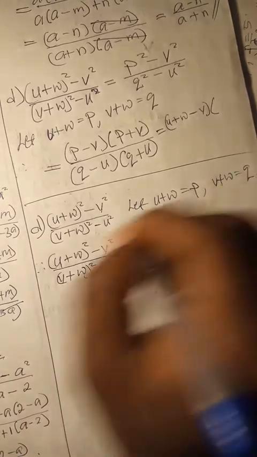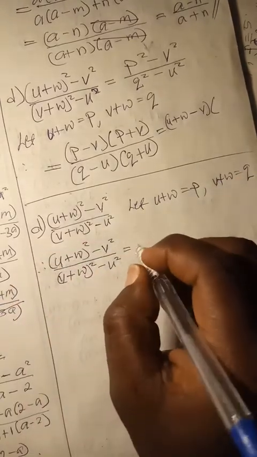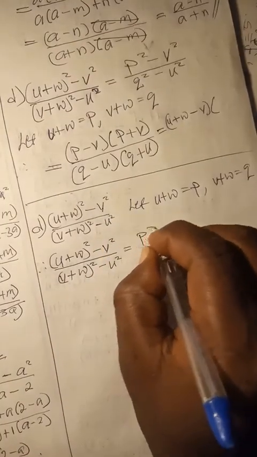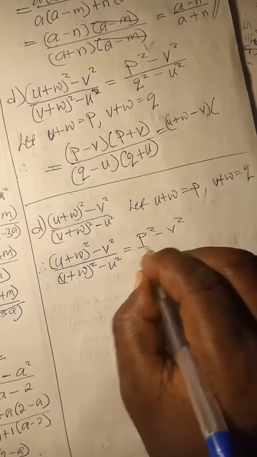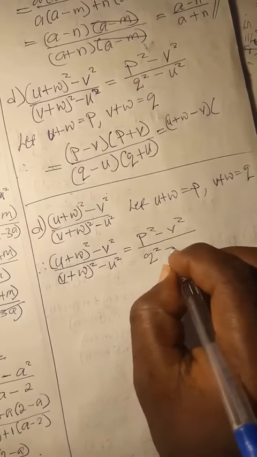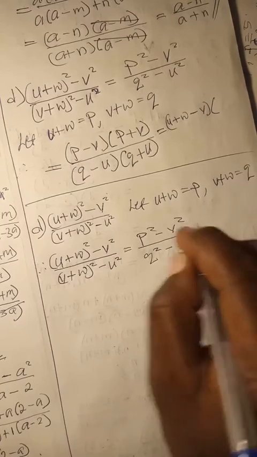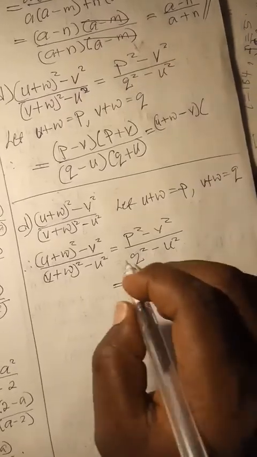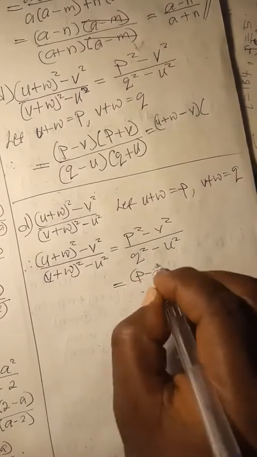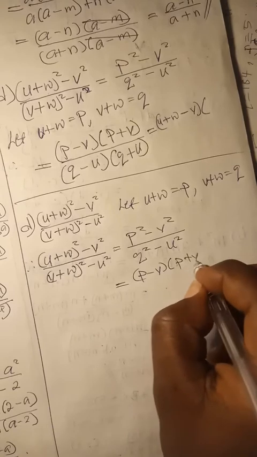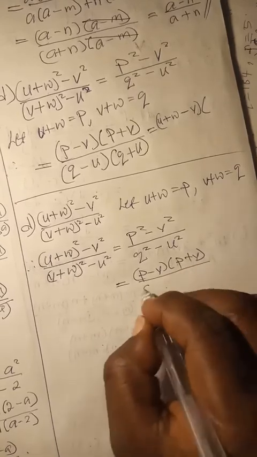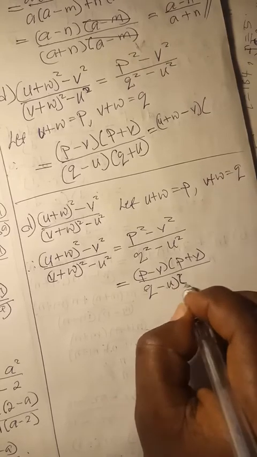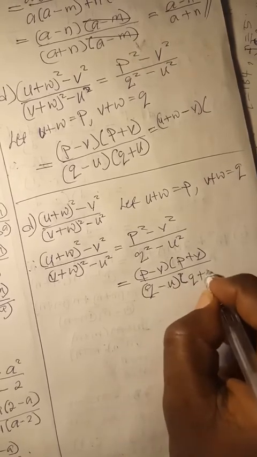So I can plug these things back into the expression. I'm going to have P squared minus V squared over Q squared minus U squared. Then I can apply my difference of two squares straightforwardly from here. So I'm going to have P minus V, bracket, P plus V, over Q minus U, bracket, Q plus U. That's it.